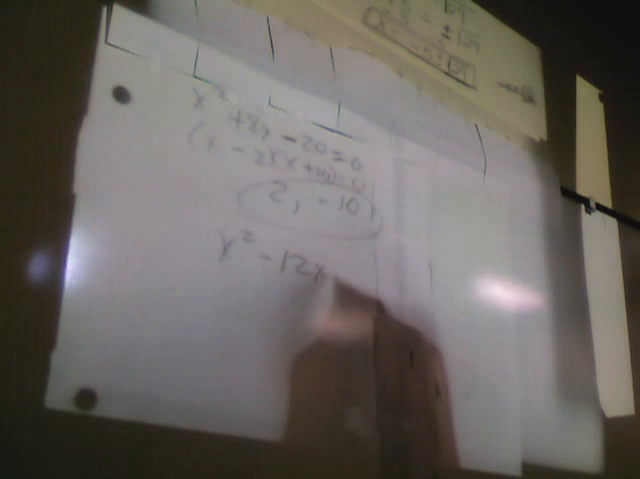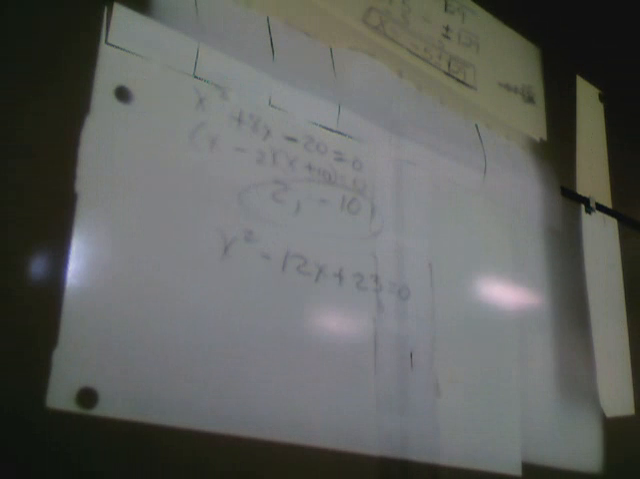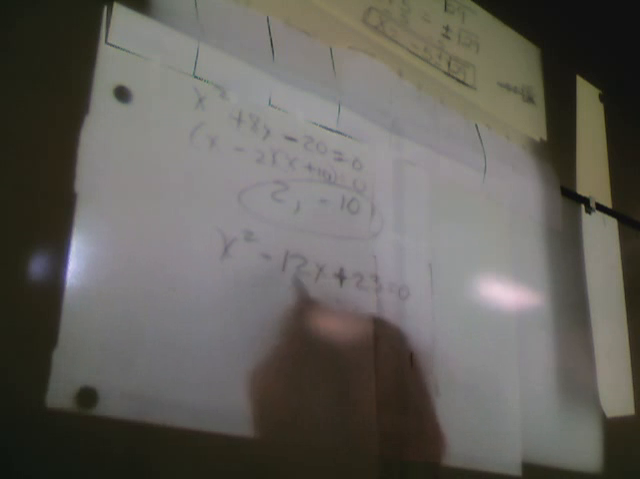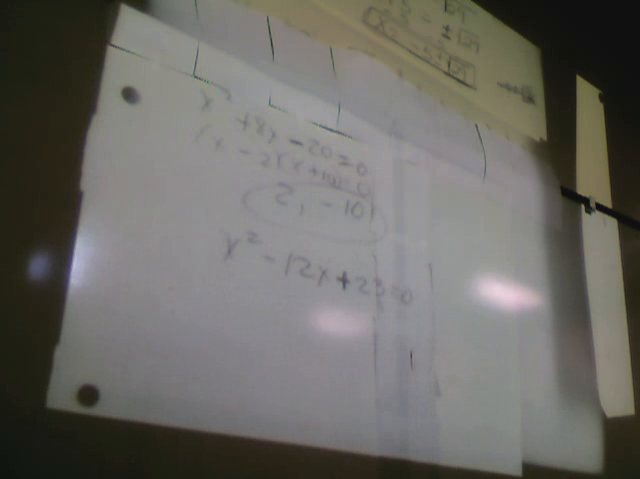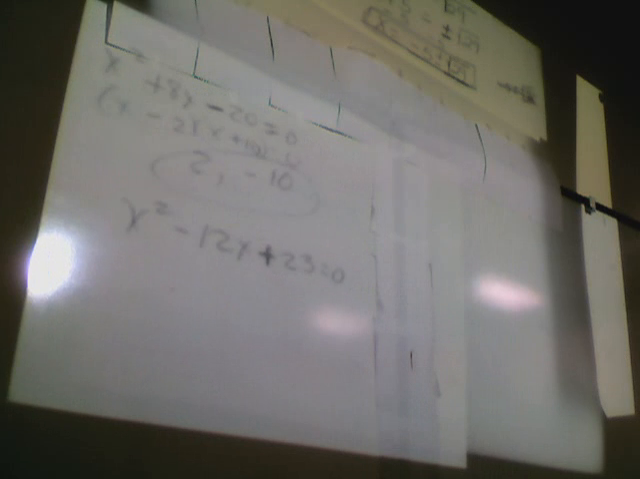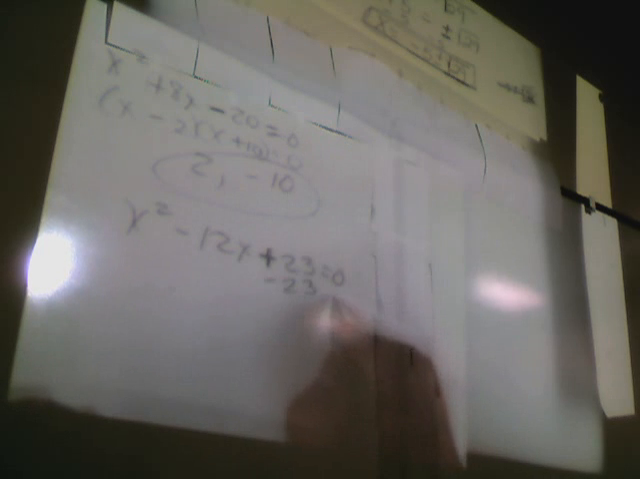x squared minus 12x plus 23 equals 0. Okay, there's only one way to get 23 because it's a prime number. And 1 times 23 will not add. 1 and 23 don't add to give you 12. So we do have to complete the square. Okay, what you want to do to begin with, take this to the other side. So subtract 23 from both sides.